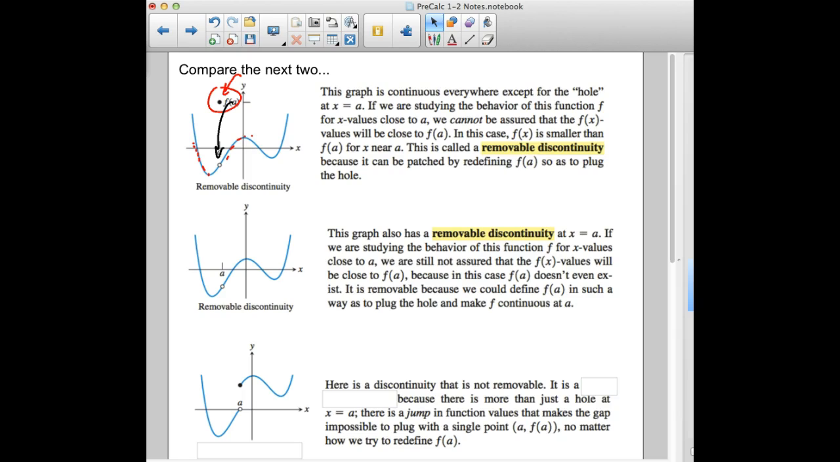The difference here, though, is that f of a does not exist. It's not defined anywhere. We can remove the discontinuity because we can change it. We can define it to fill that hole again. So if you have a single point that's missing, either it's moved somewhere else or it's just gone completely, then it's a removable discontinuity.